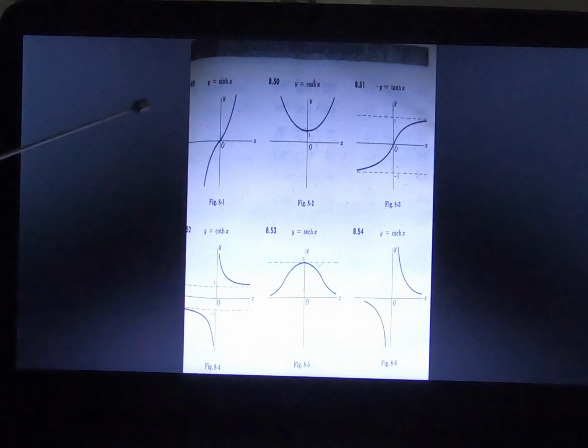These are graphs of all these hyperbolic functions. Another graph of the hyperbolic function. And these are definitions of a hyperbolic function and the graph again. And the relationship. And inverse hyperbolic function we will mention later.